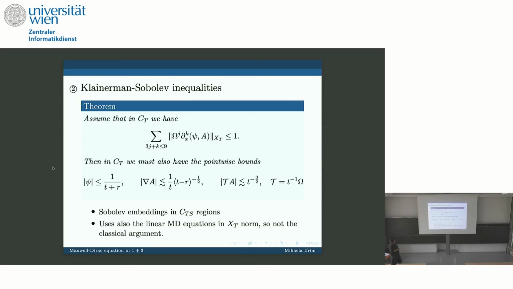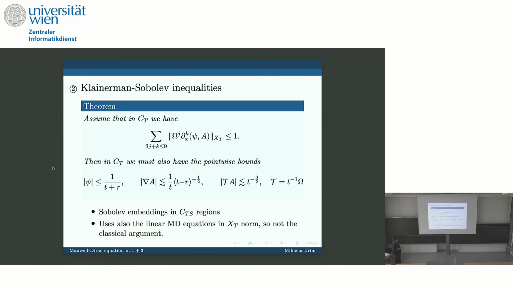This requires some Sobolev embeddings, which, like I said, is difficult to do when you have vector fields that are time dependent. So you have to restrict yourself to a region where things are fixed, so the time is fixed, basically. And so you can do this kind of Sobolev embeddings. We call these CTS regions. I'm going to show you in a second.